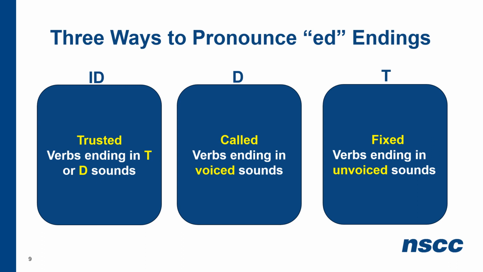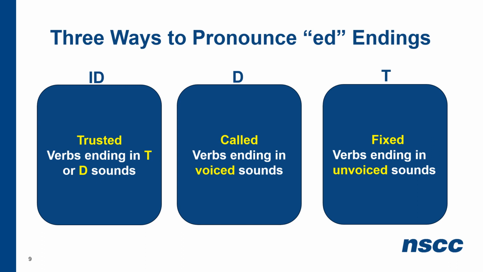Now let's look at ED endings. ED endings can be pronounced in three different ways. For verbs ending in a T or D sound, notice that I said a T or D sound and not the letter T or letter D. These verbs will have an ending that sounds like id. An example of this is the verb trust. The verb trust ends with a T sound. Trust in the past tense becomes trusted.